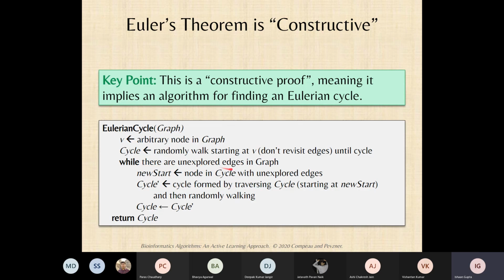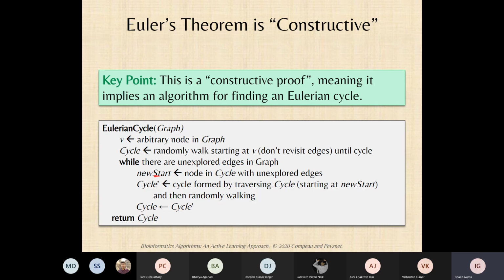While there are unexplored edges in the graph, you pick a new start: a node in the cycle with unexplored edges. Then you form a new cycle, cycle prime, by randomly walking from there, and you'll keep on adding these cycles. So every time you'll get a new cycle.